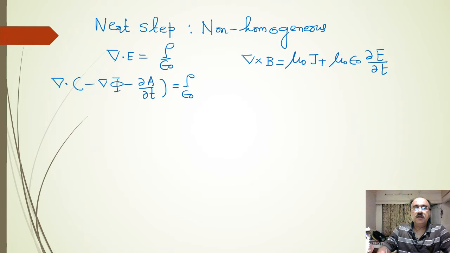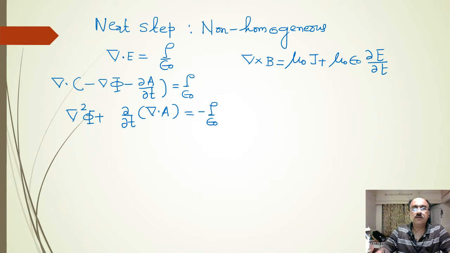And this gives del square phi plus del upon del t of divergence of A, because we have commuted the partial time derivative and the space derivative. Therefore, del square phi plus del upon del t of divergence of A is equal to minus rho upon epsilon naught. So this is our equation number 4.